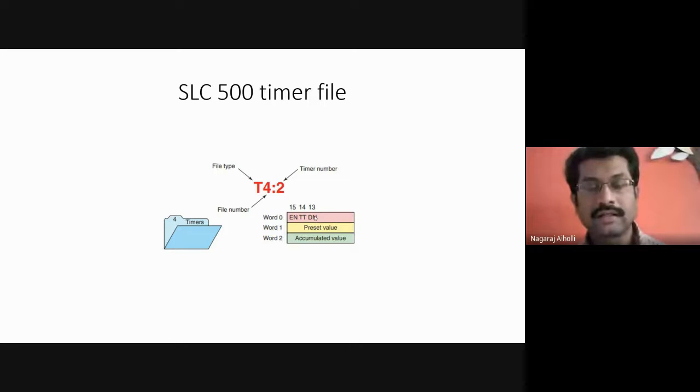Then 3 bits out of the 16 bits are called the control bits. EN stands for enable, and is bit number 15 in word 0. TT stands for the timer timing operation. It is bit number 14. DN stands for done bit. It is bit number 13. These 3 are called the control bits of the timer.